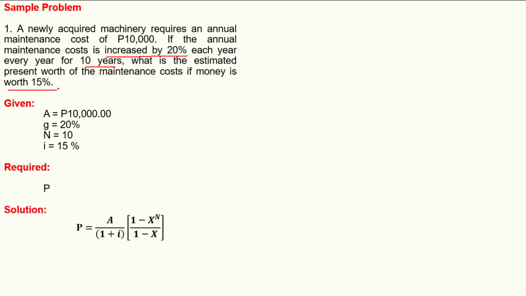So, solution. So, we have a formula of P is equal to A over 1 plus I times 1 minus x raised to N over 1 minus x. Where yung x natin ay 1 plus g over 1 plus I. So, solve muna natin si x bago natin i-solve si P. No? Solve natin si x bago natin i-solve si present. Okay? x is equal to 1 plus g or 1 plus 0.20 over 1 plus I or 1 plus 0.15.